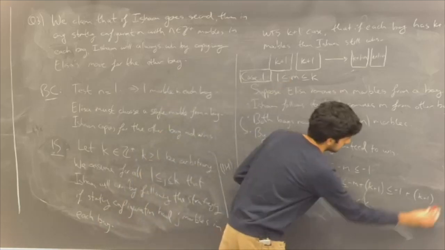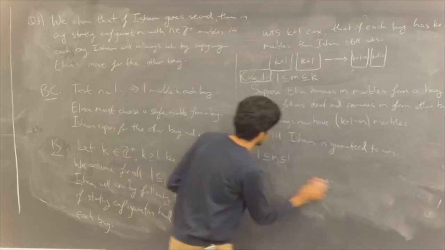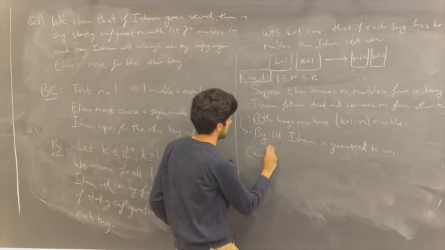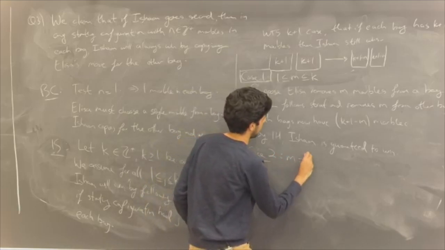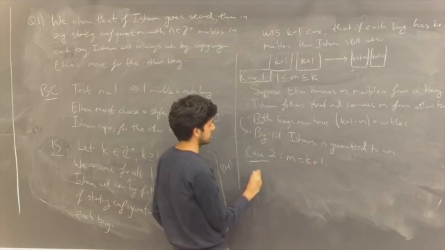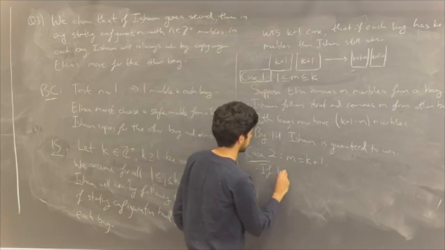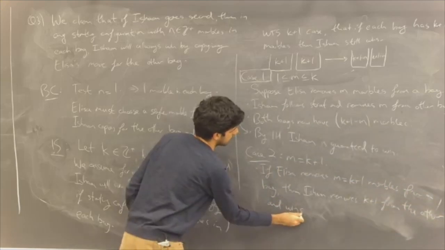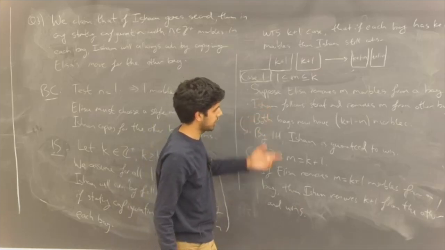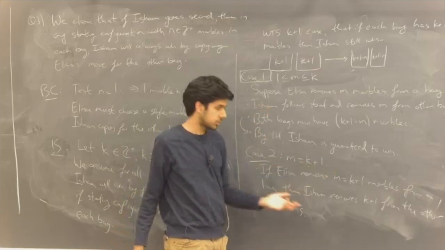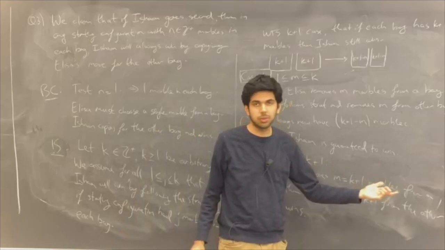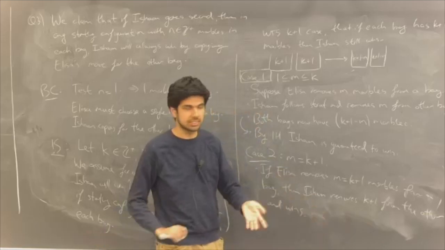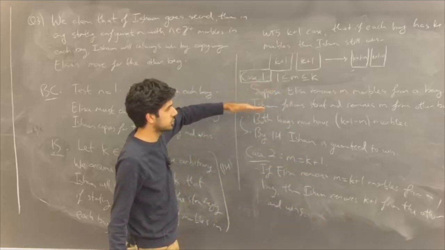And then we do need case 2. Case 2 occurs when m equals k plus 1. So yeah, the second case is a little bit shorter. If Alyssa removes k plus 1 marbles from 1 bag, then Ishaan removes k plus 1 from the other bag, and he wins. It's done. So it's basically like these first 2 steps.